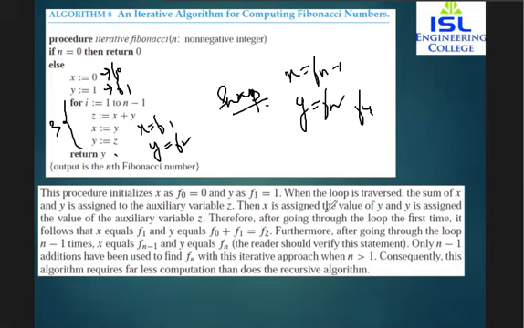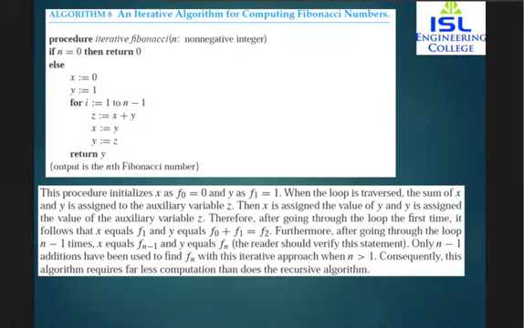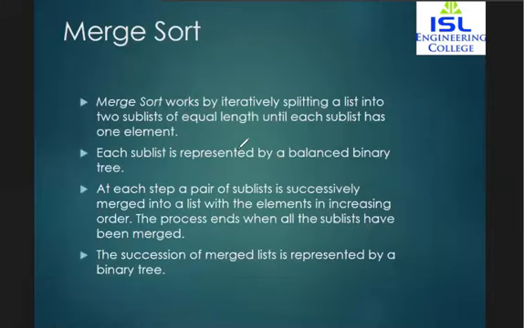Now the next topic in recursive algorithms is merge sort. Merge sort is basically whenever we split a list into 2 sublists of equal length until each sublist has only one element, and then we keep on splitting until each array has only one element, and after that we merge it in such a way that our list or array is ordered.